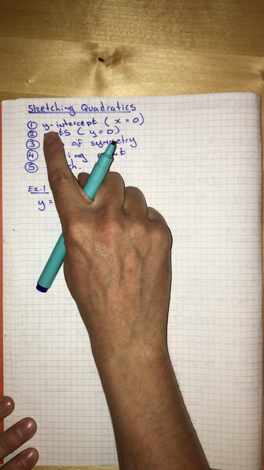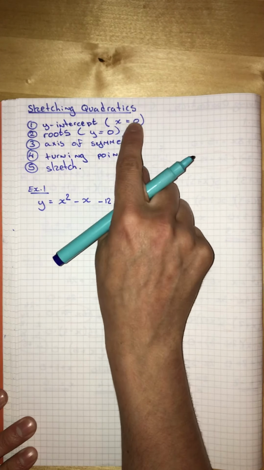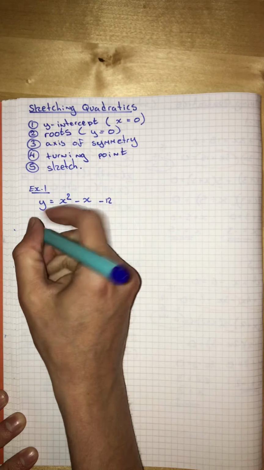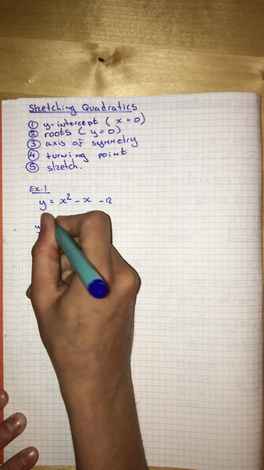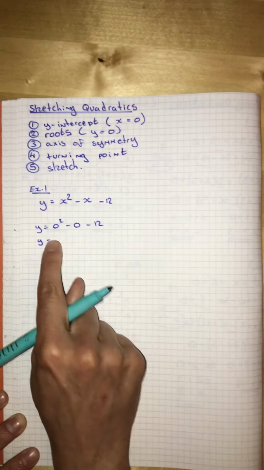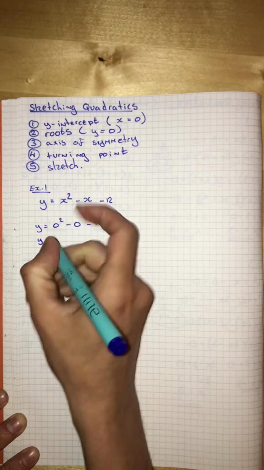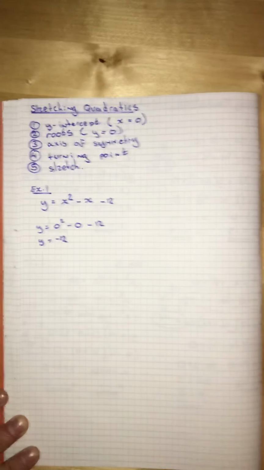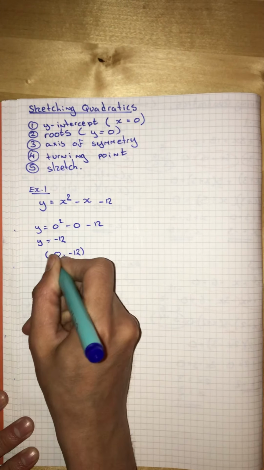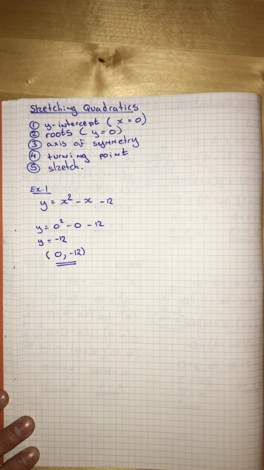So we'll be able to find the y-intercept when x equals 0. So all we need to do is substitute x equals 0 into the equation. Zero squared is 0, minus 0 is 0, minus 12 is negative 12. So the y-intercept is going to be 0, minus 12. Okay?